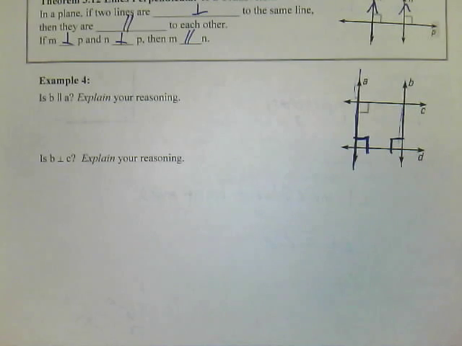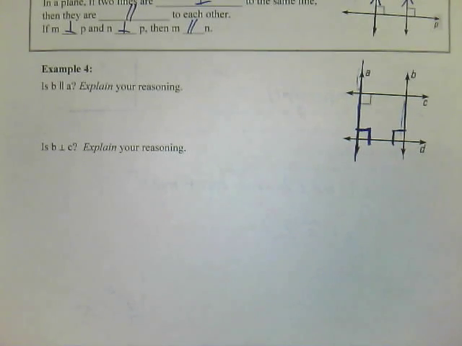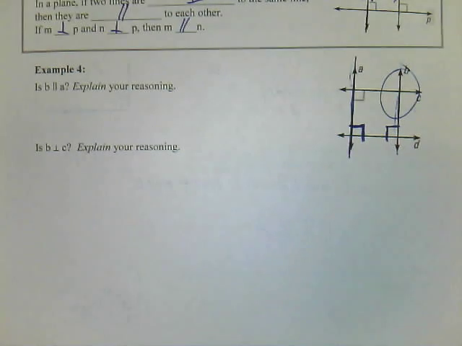Part 2, is B perpendicular to C? So that's looking at this intersection right here. Well, there's no marking there, so it might be tempting to say that no, they're not parallel or perpendicular, but in fact they are. So we have enough information here to say that they must be perpendicular. And the reason is that A and B are parallel to each other.